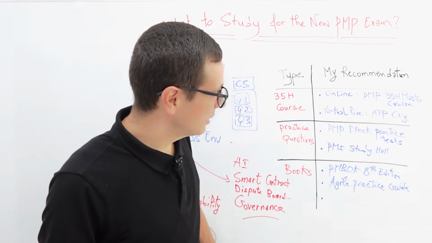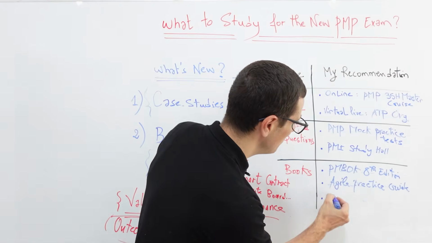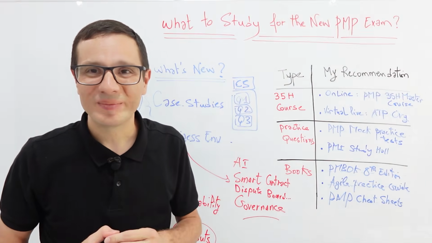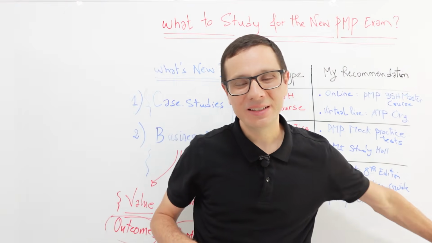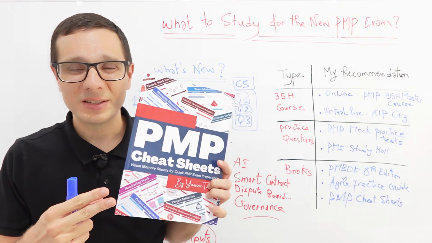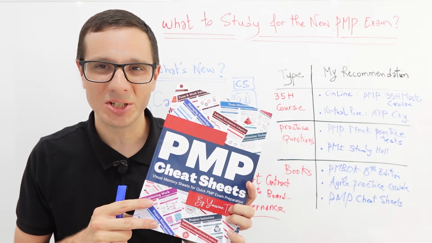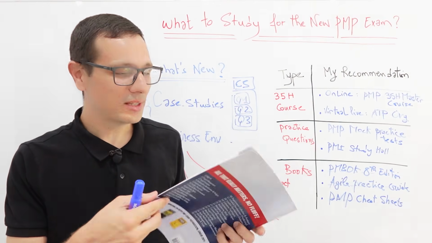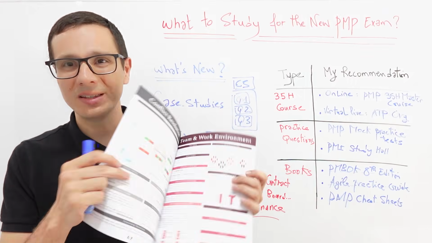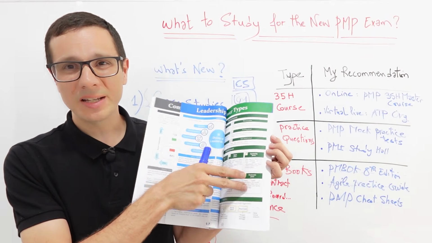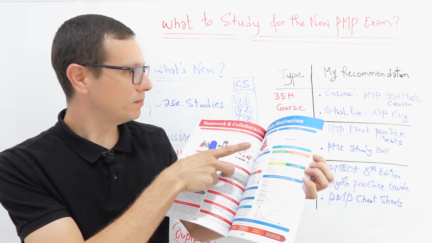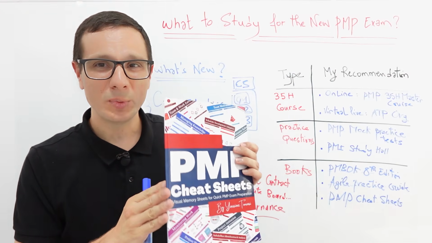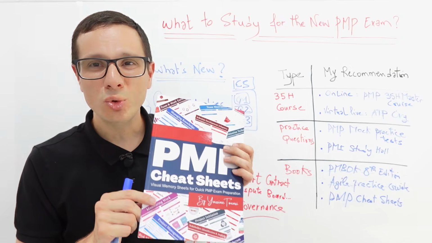The third book that I recommend is the PMP Cheat Sheets. What's this? Actually, this is my book again. This is the first edition of the PMP cheat sheet. I'm working on a second edition. The first edition contains 30 pages like this. Each page contains a topic like this: team motivation, teamwork and collaboration. The new edition of this book will contain 72 pages.